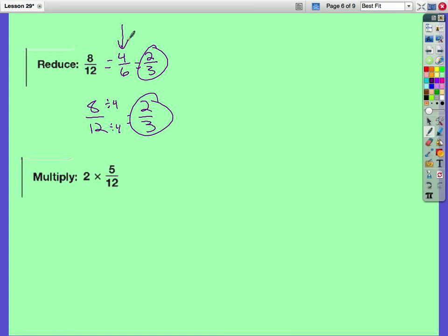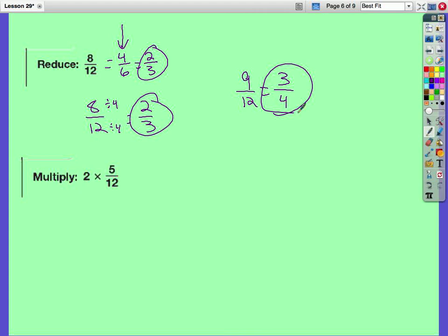Now, just because one number's odd and one number's even isn't going to mean that it can't be reduced. An example would be like 9/12. Okay, top's odd, bottom's even. I know 2 is not going to go into it, but I do know that that can be reduced because 3 can go into both the 9 and the 12. So if I divide 9 by 3, I get 3. 12 by 3, I get 4. Now I know that's a reduced fraction.